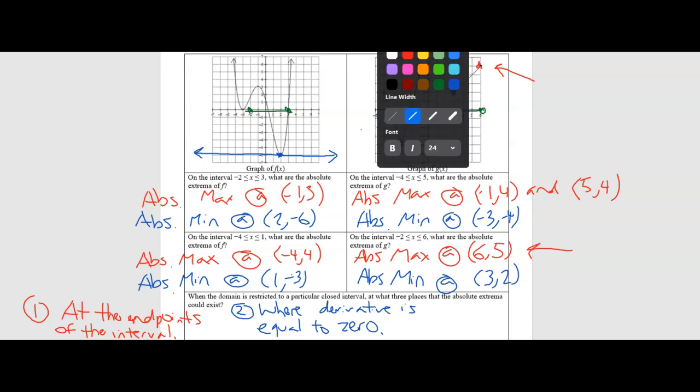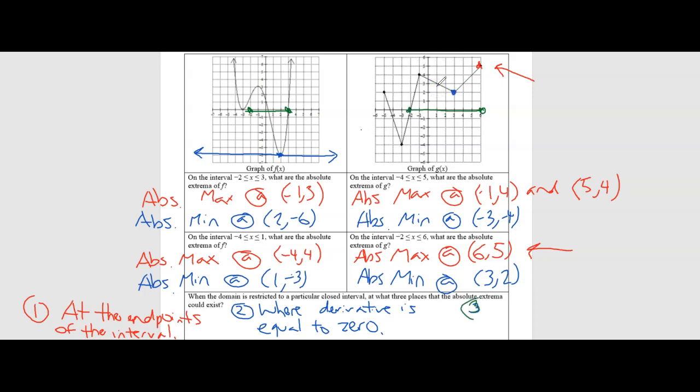The third place, where the derivative is undefined. Right, because if we look over here at our graph of g of x, if we look at the interval, we'll go -4 to 5. Our absolute minimum was not where the derivative is equal to 0, because the derivative does not exist at a hard corner like that. But it did. The absolute extrema was at a spot where the derivative was undefined. So that's another possible option.